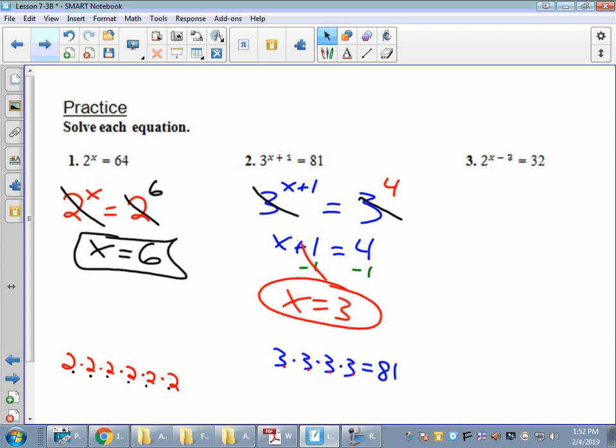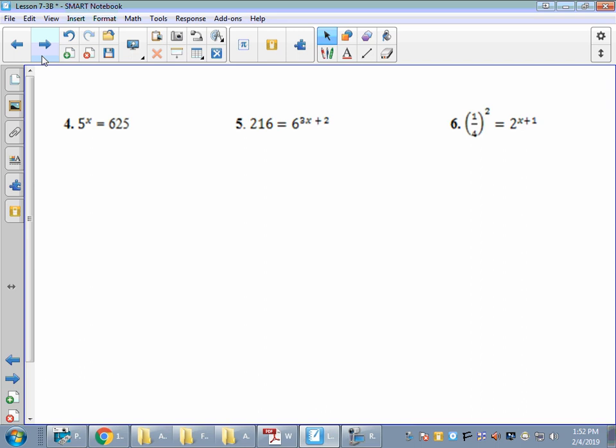Look at number 3. We're going to have to do something similar. Change this 32 into a base number of 2, 2 to the something power. Figure that out, and away you go. All right, let's go here and just do number 5, and then we can call it a day because we've got a lot of action here.